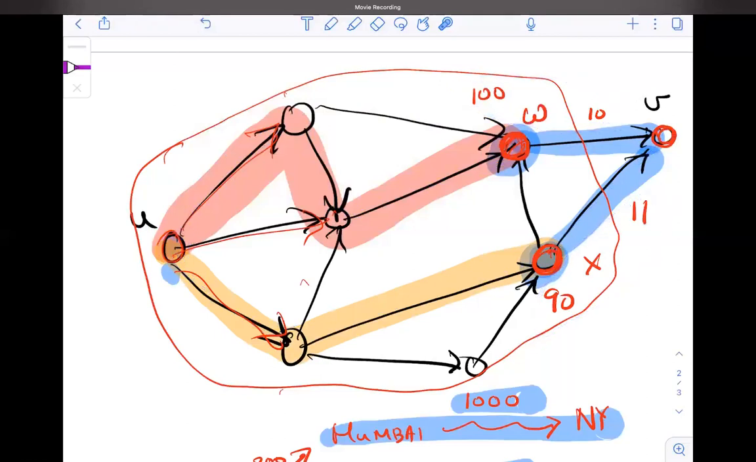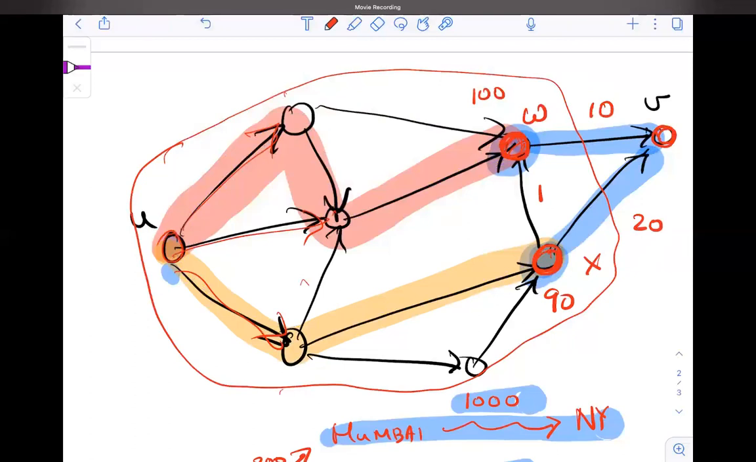Sir, from X to V, if instead of 11 it is 20, suppose. Yes, it's 20. Okay, fine. And from X to W, there is a weight of 1. Yes, fine. Now tell me, which one will be chosen? X to W. This is 10 only, and this will be 1. Right. Good.